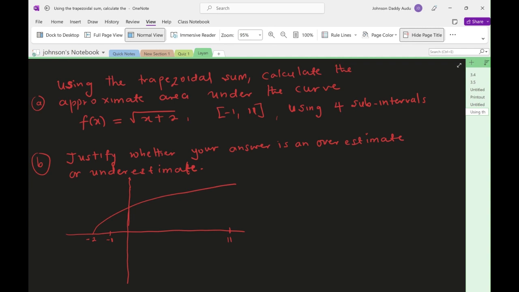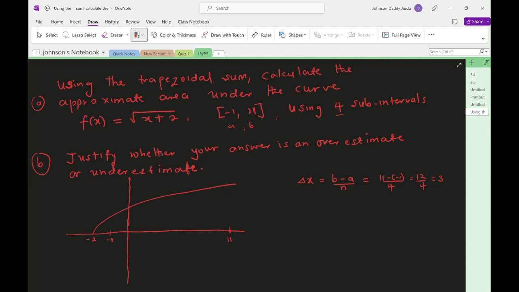But we're asked to use what? We're asked to use 4 sub-intervals. And we know that the width is given by the formula b minus a over n. So what is b? This is a and this is b. So we'll have 11 minus minus 1 over 4, which is n. And this will give us 12 over 4, which is 3. So it means the width of each interval is going to be 3.